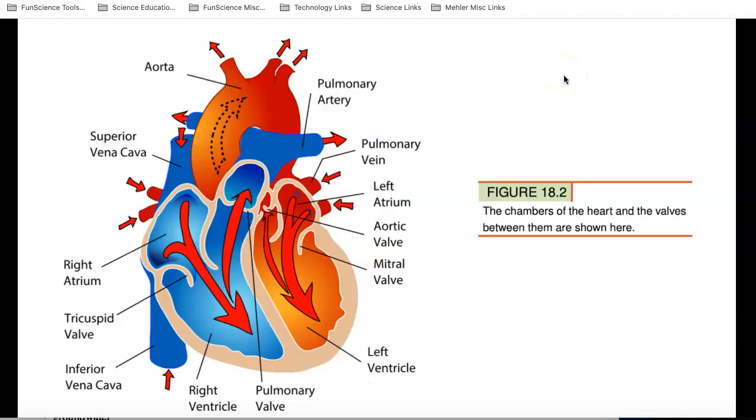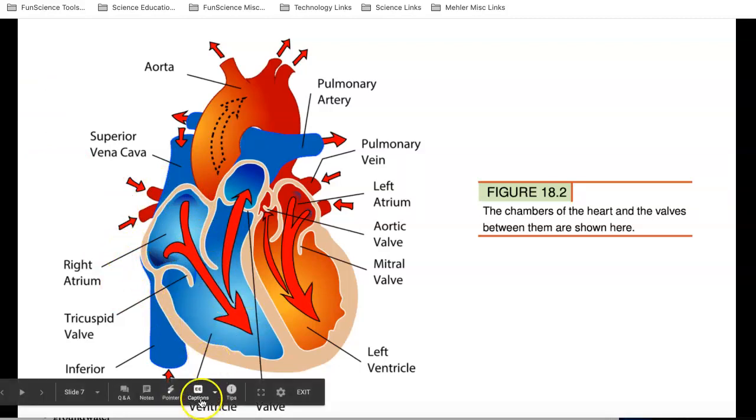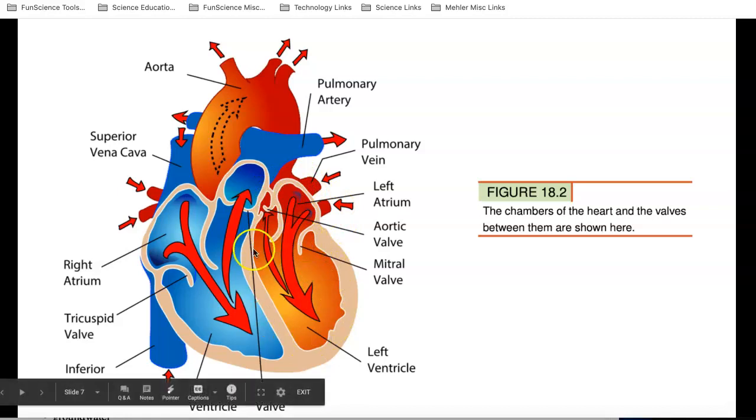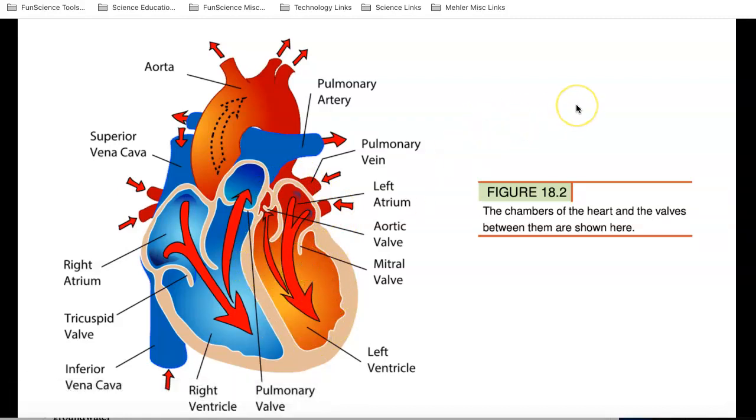Human beings are mammals, and mammals are vertebrates, and mammals have four-chamber hearts. So let's see if we can tell you those four chambers. So here's chamber number 1, the right atrium. Chamber number 2, just below it, is the right ventricle. Then chamber number 3 up here is the left atrium, and chamber number 4 is the left ventricle down here. So human beings, mammals, have four-chamber hearts. Not all animals have four-chamber hearts. For example, fish have just a two-chamber heart.